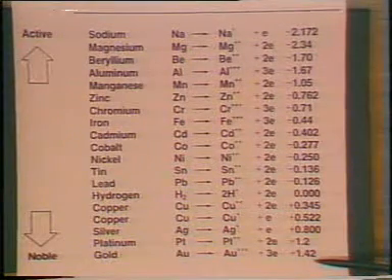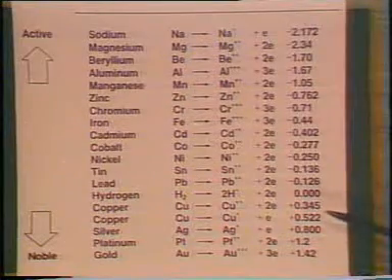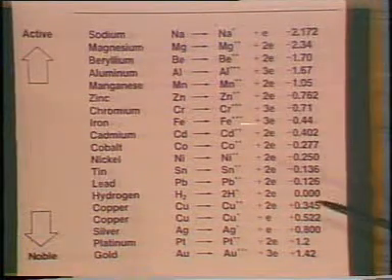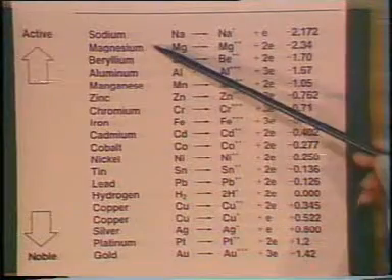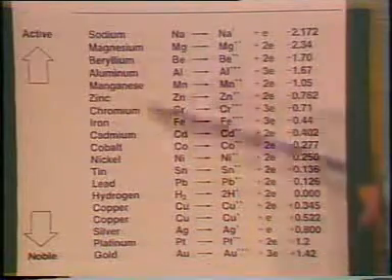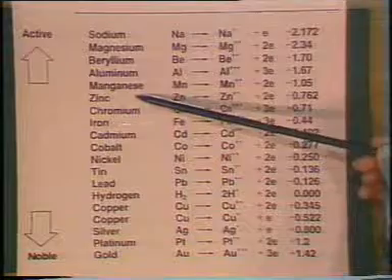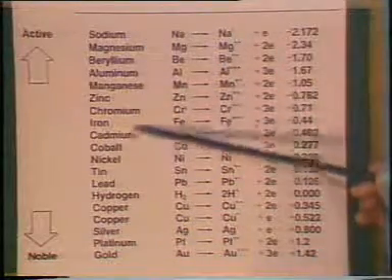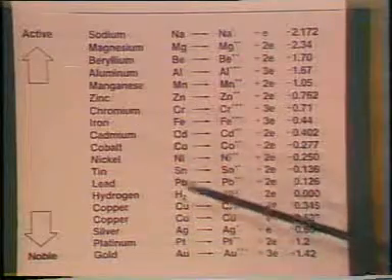There's another way to think about or state the chart, and I find it's easier to think about it this way myself: the more reactive metals are at the top of the chart, and the noble metals are at the bottom of the chart. So sodium is more reactive than magnesium, than beryllium, than aluminum, than manganese, and so on down the chart until we get all the way to the bottom.